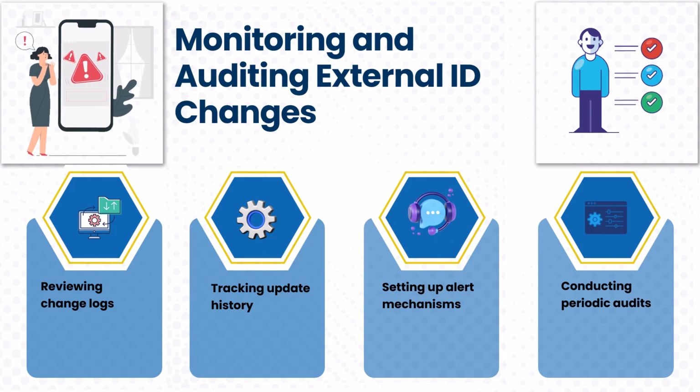Monitoring and auditing aren't just extra steps. They're the secret to keeping things error-free. Tracking update history lets you see what's been changed. Alerts warn you when something goes wrong. Change logs help troubleshoot issues. And audits, well, they keep everything accountable, like a digital watchdog.